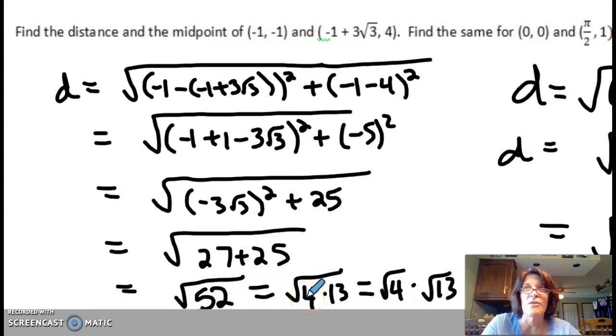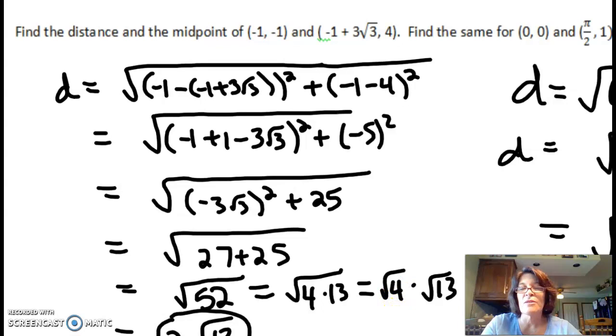I'm not finding the radius, or I'm not trying to put this in the equation of a circle. So I'm just going to go ahead and simplify that. So 52 is 4 times 13. Square root of 4 is 2. So my final answer will be 2 square roots of 13.